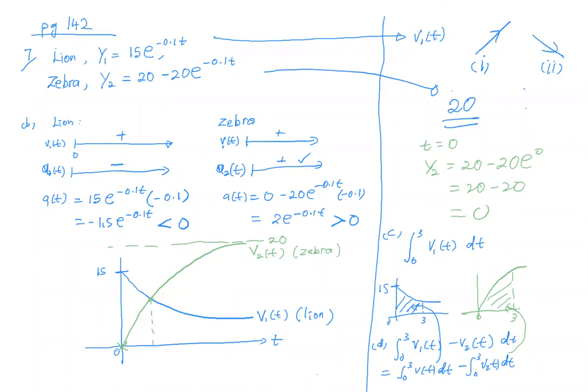Use your GC and tell me the point of intersection, please. 5.596. What is the answer? 5.596. Okay, so that means 3 is here. Right?